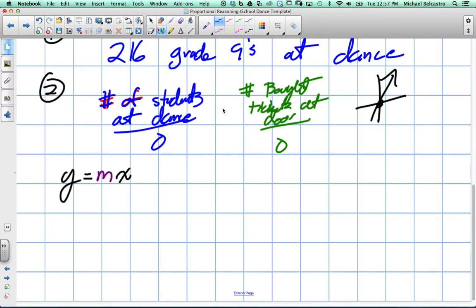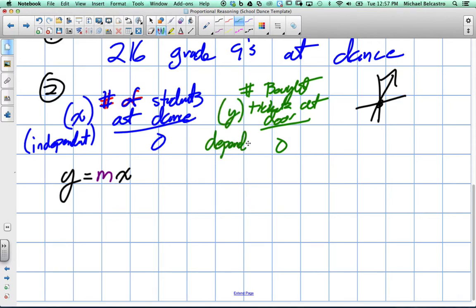Okay, we just have to again set up our variables. Well, the number of tickets bought at the door depends on how many students go to the dance, which means x is our number of students at the dance in this case, which it wasn't in our last version. This is our independent variable. And the students who bought tickets at the door is our y. They are our dependent. This depends on how many students actually come to the dance. So y is equal to our rate times x.